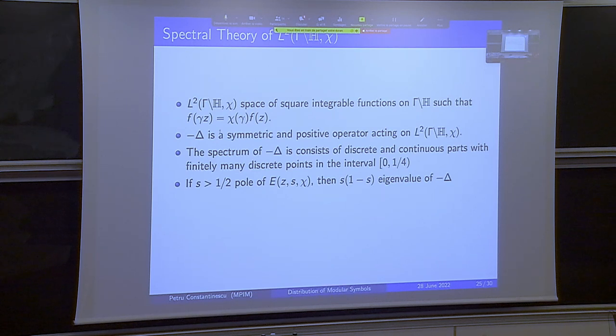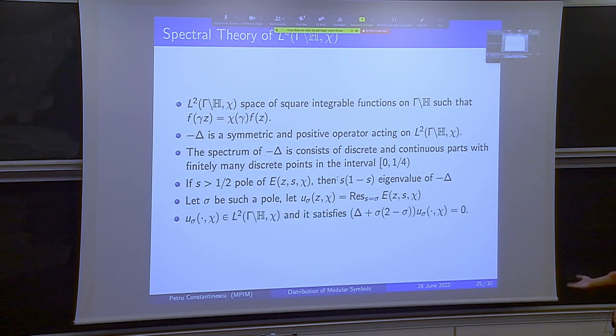If you know that s is a pole of the Eisenstein series, then this value s times 1 minus s will be an eigenvalue. And if you look at the residue, then the residue of the Eisenstein series will be in the L2 space, and we'll have this eigenfunction.